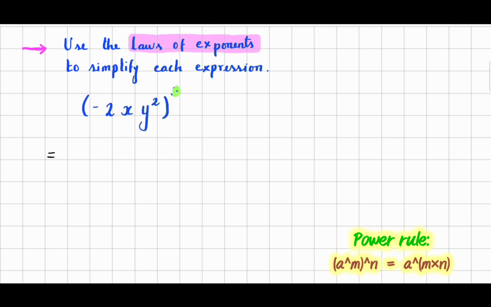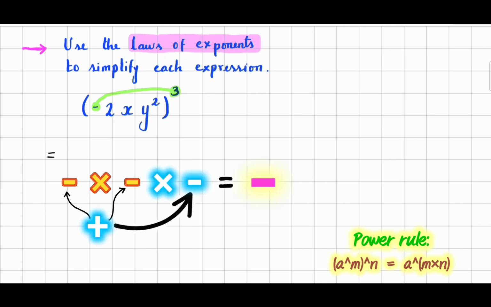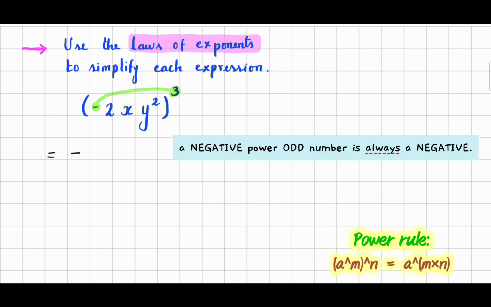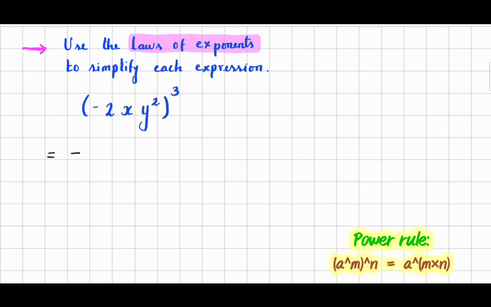So let's first distribute this power 3 to the negative sign, which means negative times negative times negative. A negative times a negative is positive, and that positive times a negative is a negative. So I write it here. Generally, a negative to an odd power is always a negative, while a negative to an even power is always a positive. Okay, back to the problem.